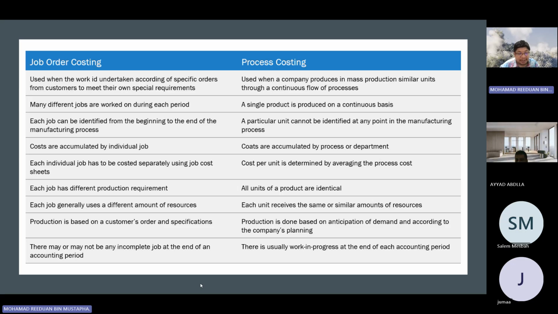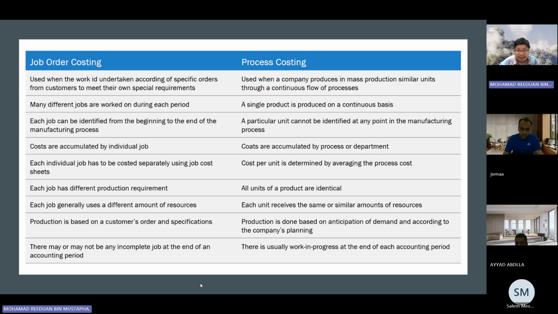In job order costing, each job has a different product requirement, whereas in process costing, all units of product are identical. Each job in job order costing generally uses a different amount of resources, while each unit in process costing receives the same or a similar amount of resources. Production in job order costing is based on customer order and specification, whereas in process costing, production is done based on the anticipation of demand and according to company planning.